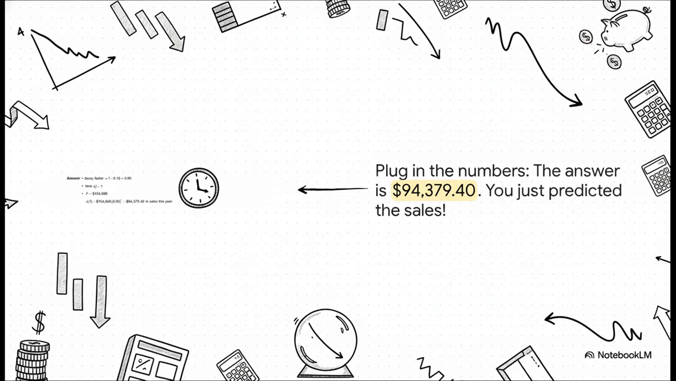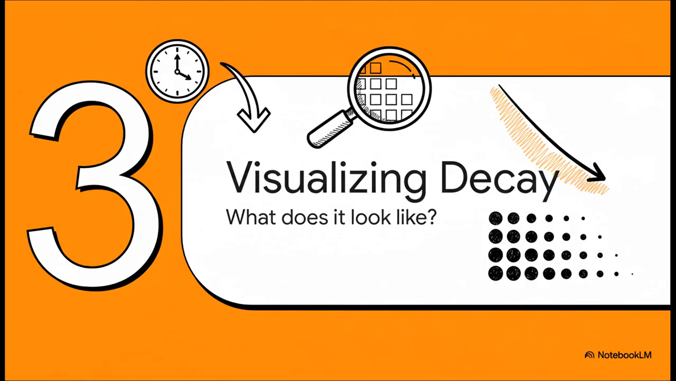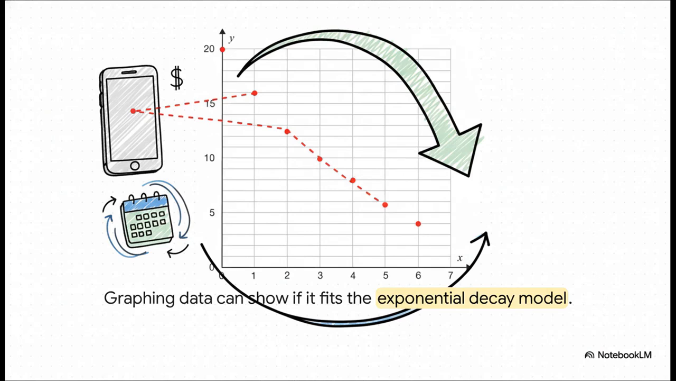How cool is that? So we know how to punch in the numbers, but what does this stuff actually look like? You know, seeing it can make it click in a totally new way. Let's visualize what this downward slide is all about. Check out this graph. Just imagine each one of these dots is the value of your phone at the end of every year. The first dot is what you paid for it, the second is what it's worth a year later, and so on. You don't need to be a math genius to see the pattern here, right? It's going downhill, and it's going downhill fast.